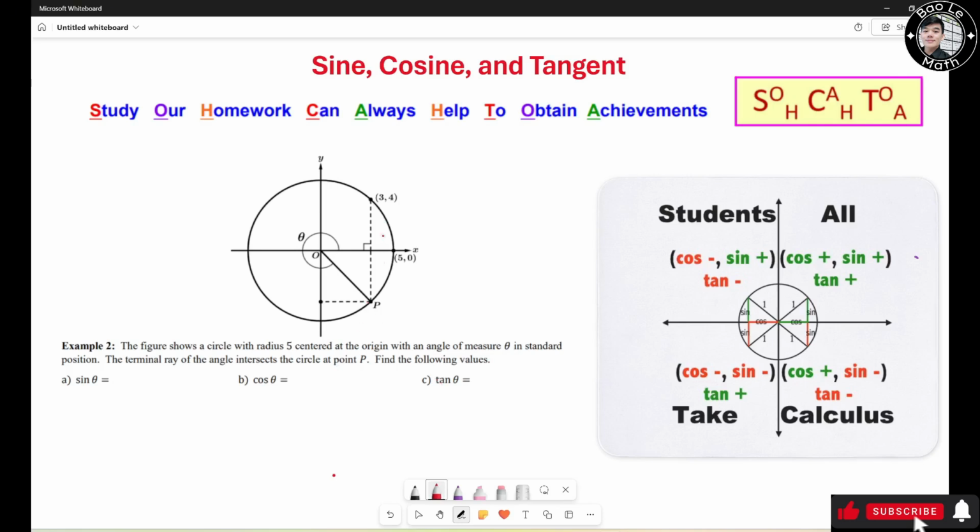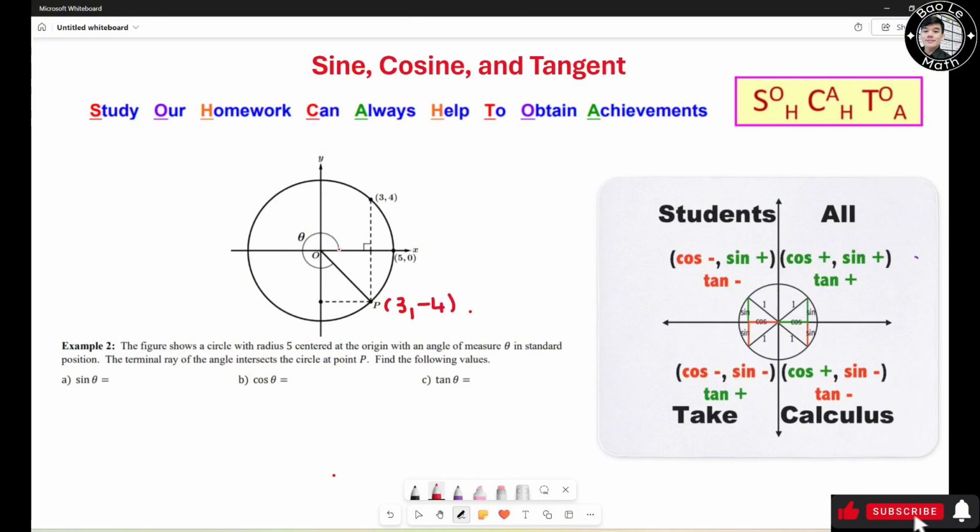So observe that on the circle right here is point P, and this point right here is its reflection over the x-axis. Because two points reflected over the x-axis have the same x value and the y values should be opposites, this point turns out to be (3, -4). Now we learned in the last lesson about the reference angle.